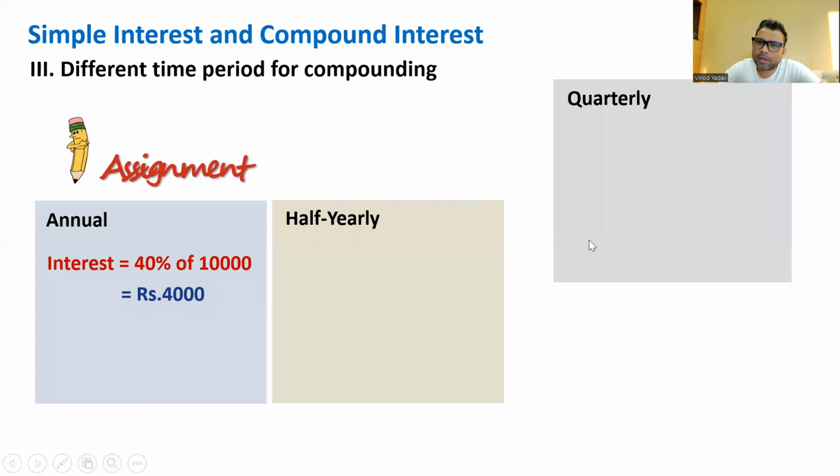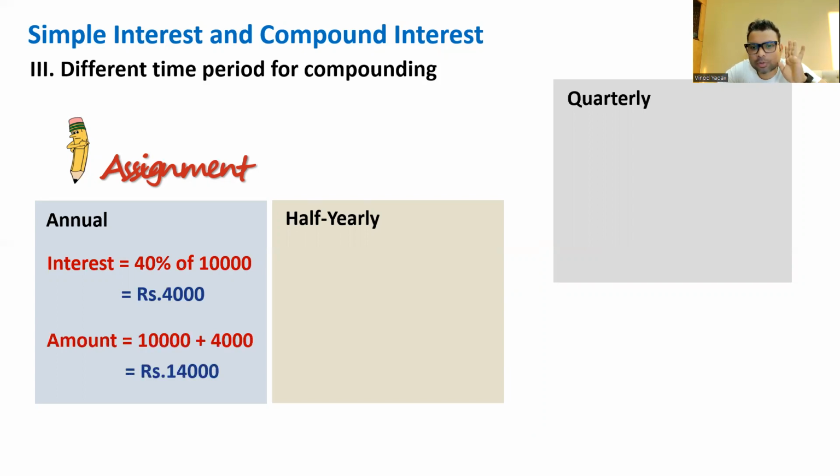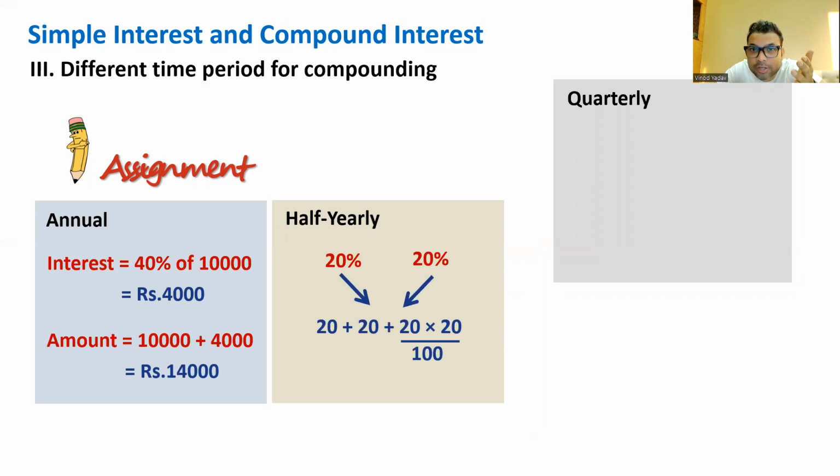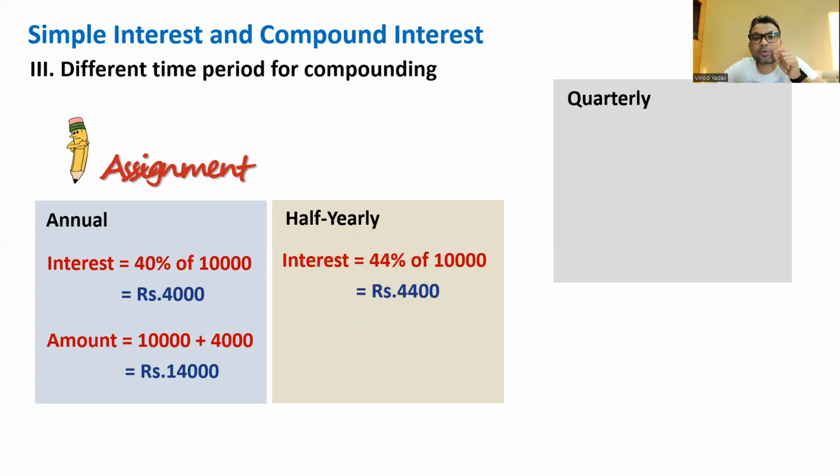So chalo. In annual, simple, 40% flat of 10,000, so 4,000 rupees. Amount will be 14,000, right? 10,000 plus 4,000. In half yearly, 20, 20. So effectively successive. Remember, to find the net we use successive, na. So A plus B plus AB by 100. So 44%. So interest will be 44% of the principal. So 44% of 10,000, so 4,400. You got more, na? Yes. Amount will be 14,400.